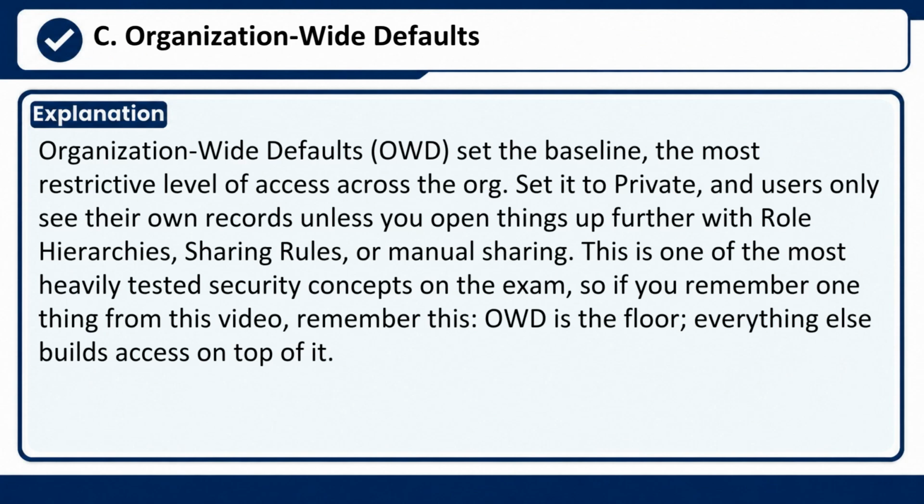Explanation. Organization-wide defaults, OWD, set the baseline, the most restrictive level of access across the org. Set it to private, and users only see their own records unless you open things up further with role hierarchies, sharing rules, or manual sharing. This is one of the most heavily tested security concepts on the exam. So if you remember one thing from this video, remember this. OWD is the floor. Everything else builds access on top of it.